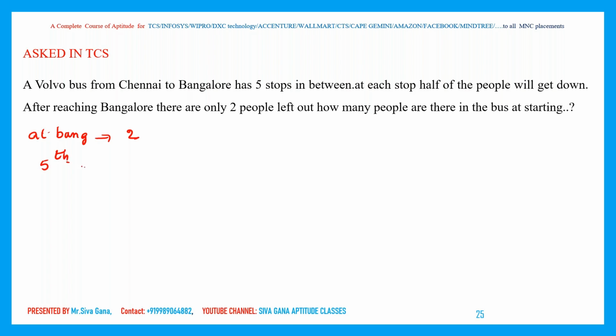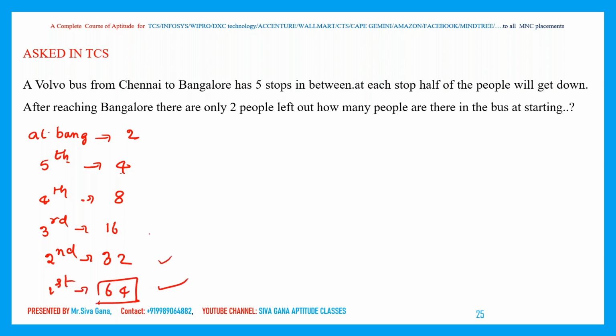So at the 5th stop, it should be 4 people. At the 4th stop, 8 people. At the 3rd stop, 16 people. At the 2nd stop, 32 people. At the 1st stop, which means at starting, 64. Counting 1, 2, 3, 4, 5, 6, the starting is itself before the stops. So the total people at starting are 64.